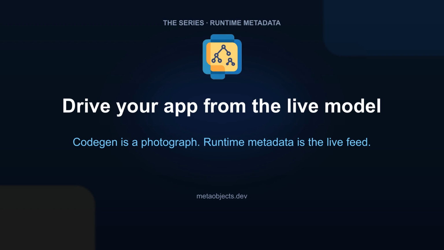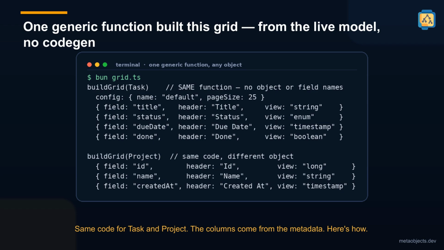MetaObjects generates your code, but it doesn't have to. The same model can drive your app live at runtime, and that's a different kind of power. This is runtime metadata. One generic function builds this grid, the columns, the headers, the cell types, straight from the live model. No code generation. And the same function does it for any object you've described. Let me show you.